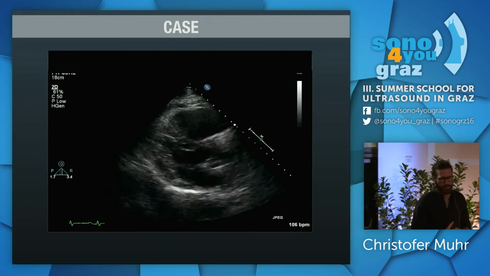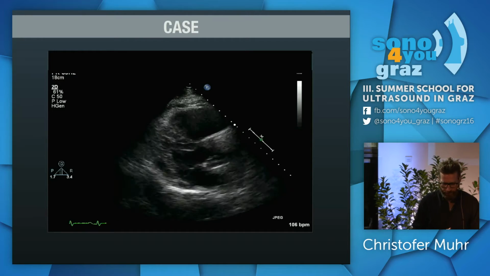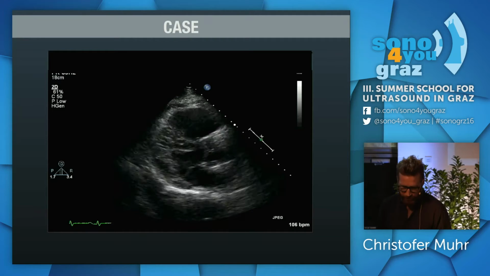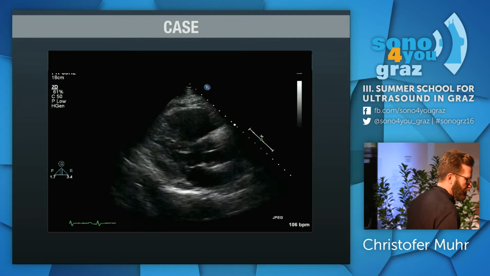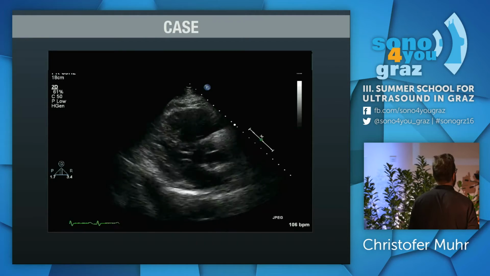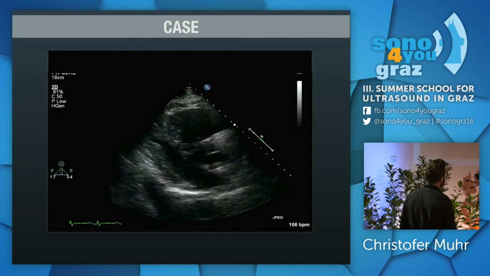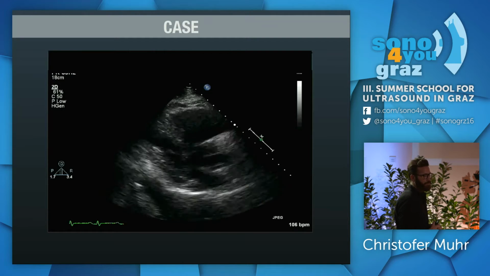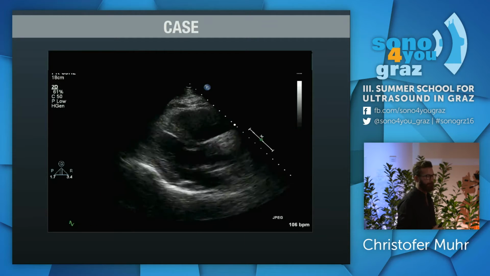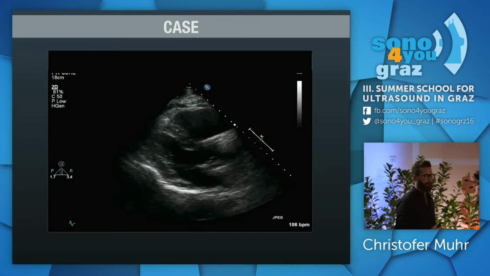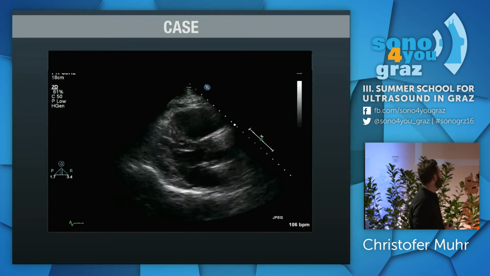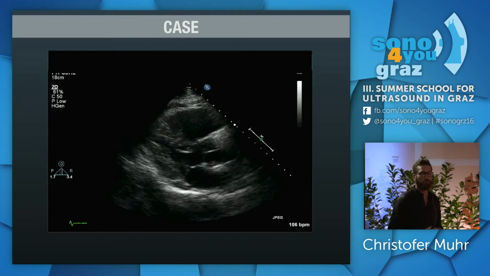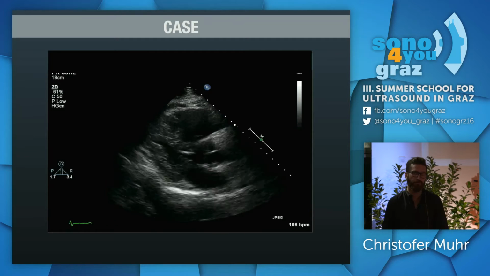Okay, here's a case. A patient comes in dyspnoeic, tachycardic, doesn't say much, and is short of breath. What's the name of this view, the window? Good, good. Is there anything wrong with it? Does anything look strange to you?